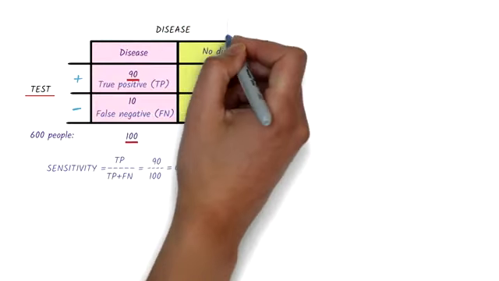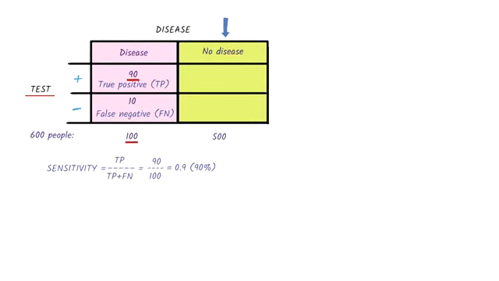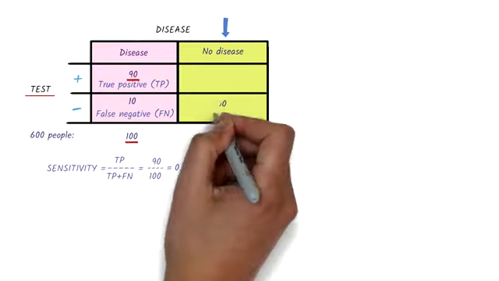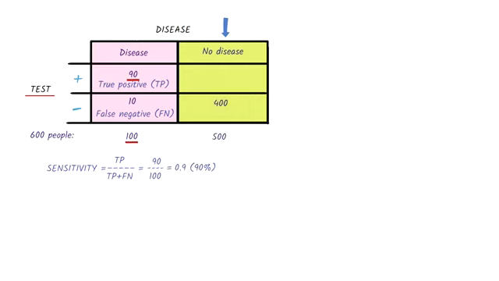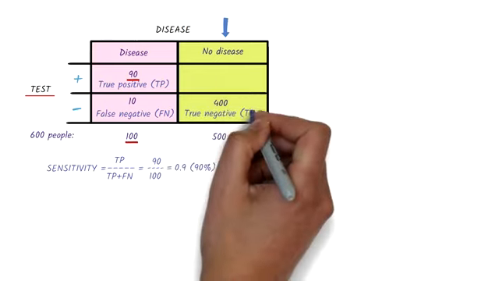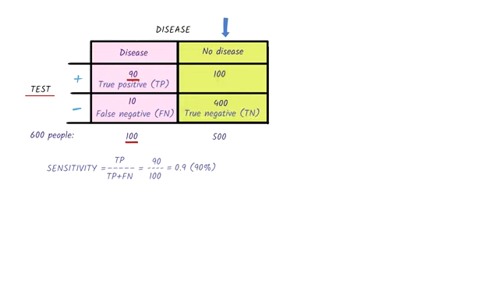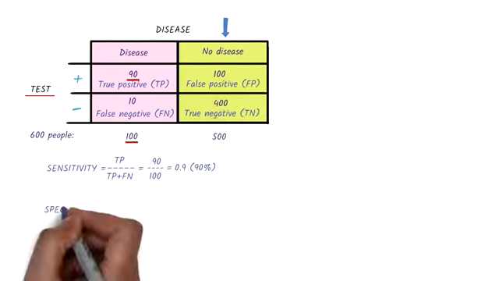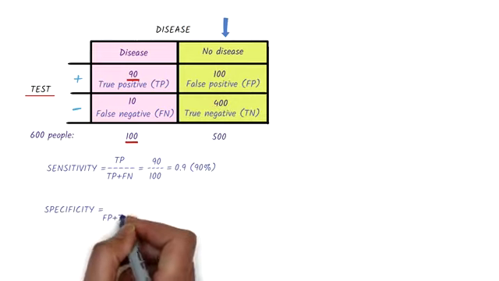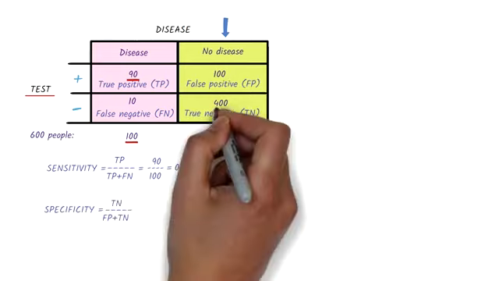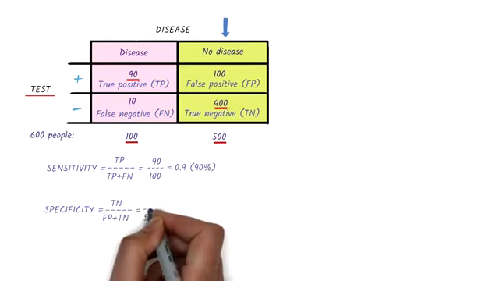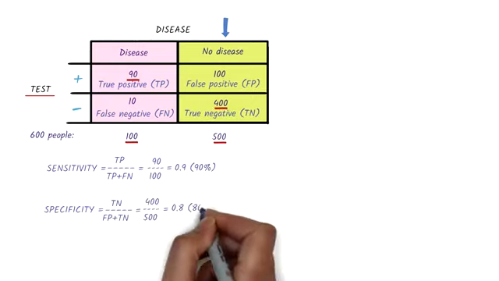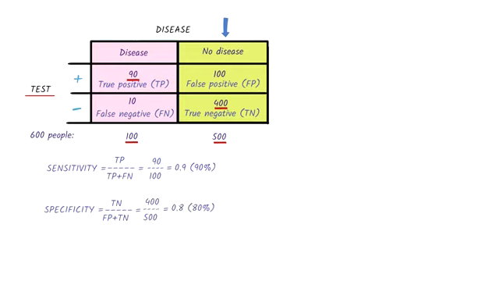Now let's do the test on the 500 people without the disease. Ideally, we will have 500 negative results. But let's assume that the test was negative in only 400 people. These are true negatives. This would mean that in 100 people without the disease, the test was positive. These are false positives. We know that the specificity of the test is the proportion of people without the disease who test negative for it. So in this example, the specificity of the test is 0.8 or 80%. And that's how sensitivity and specificity are calculated.